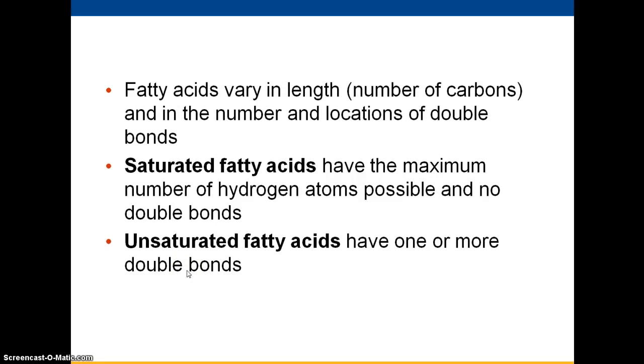While fatty acid chains are often between 16 and 18 carbons in length, they can vary in length, or the number of carbons, and fatty acids can vary in the number and locations of double bonds. Saturated fatty acids have the maximum number of hydrogen atoms, which means that they do not have double bonds. Unsaturated fatty acids, however, do have 1 or more double bonds.